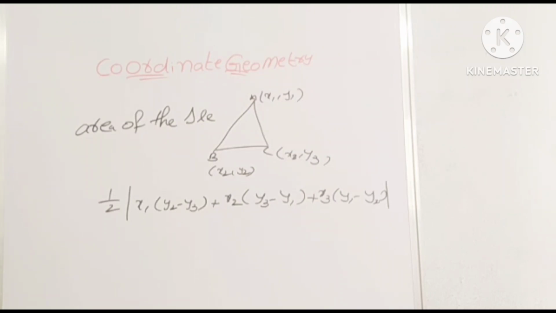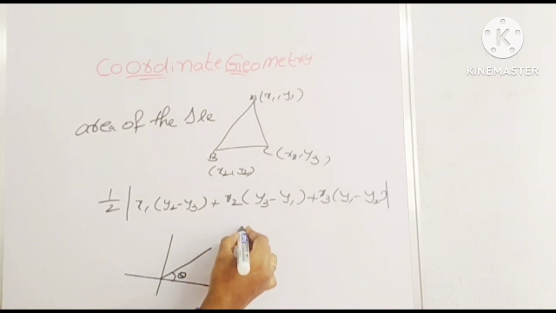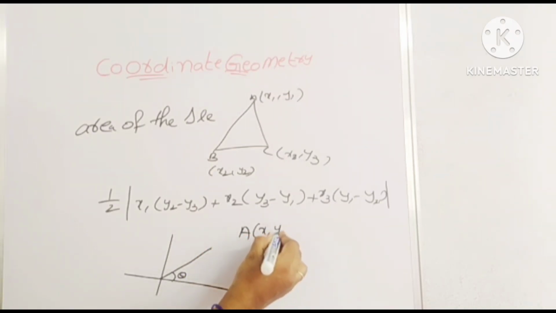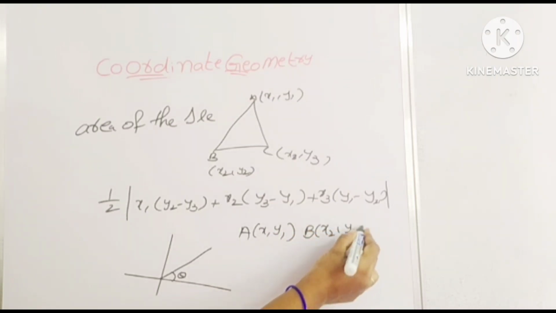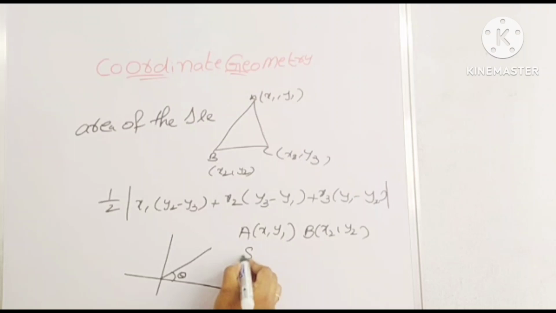Now we have to find out the slope of the line. This is the slope of the line, making an angle of theta, with A at x1 comma y1 and B at x2 comma y2. Now we have to find out the slope.